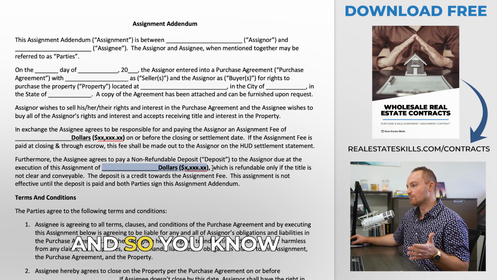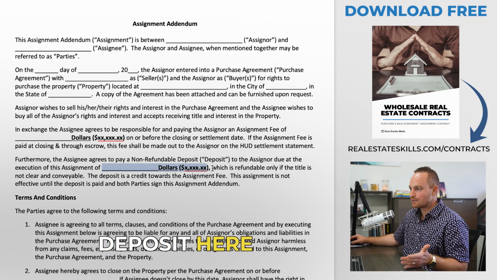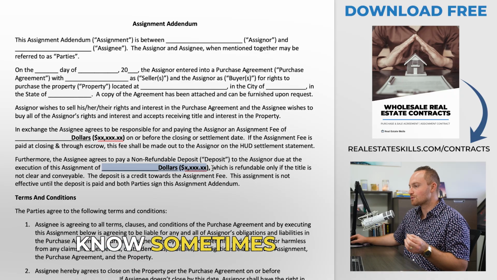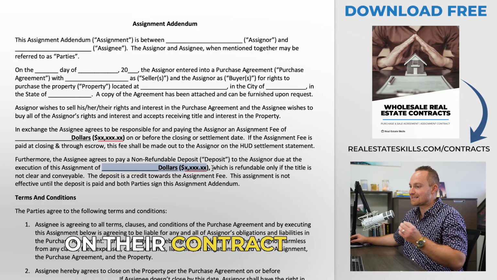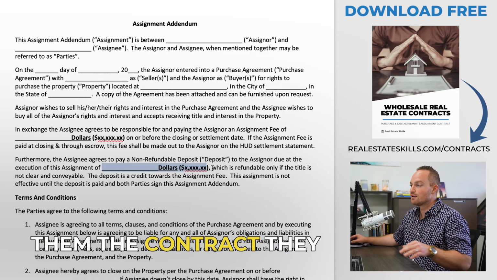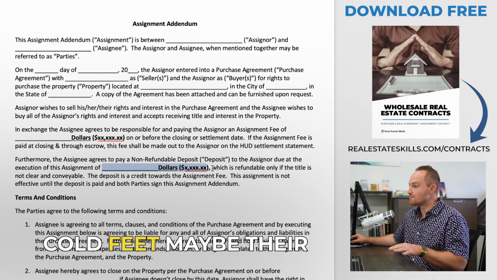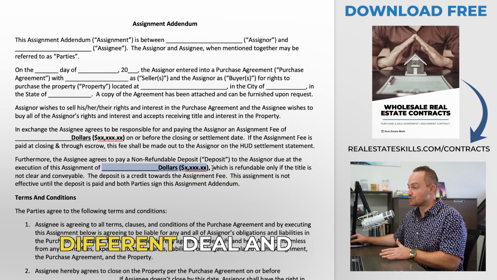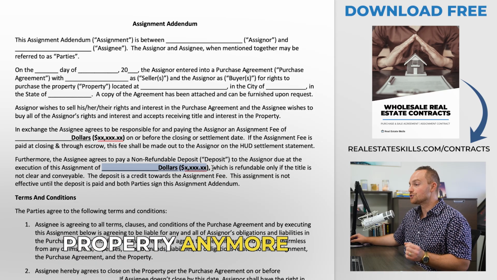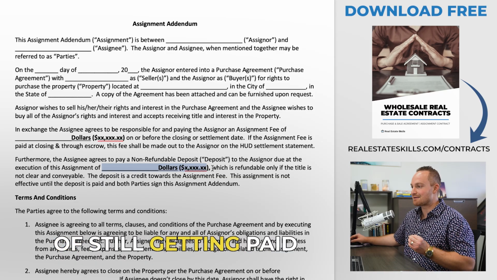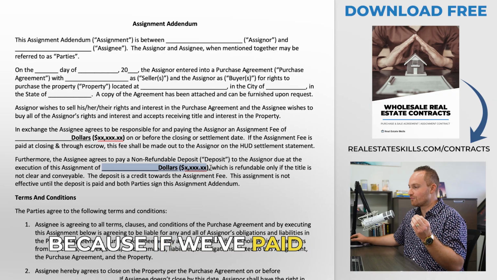And so, why do we have this non-refundable deposit here? It's because sometimes buyers don't perform on their contract. Even when we assign them the contract, they might not close for one reason or another. They might get cold feet, maybe their funding falls through, maybe they bought a different deal and they don't want the property anymore.